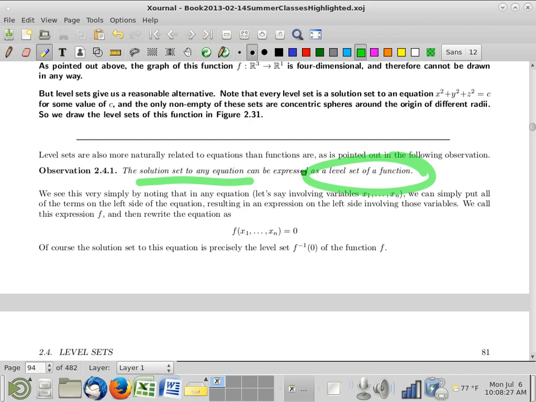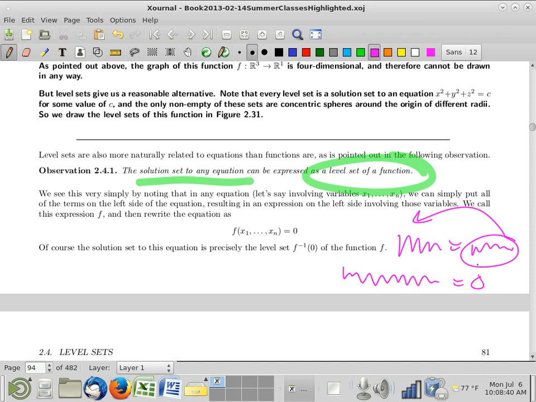I've made this observation before: if you have an equation, stuff equals stuff, you can take that stuff, move it over to the other side, and you get stuff equals 0. So that is a level set of that function. You can always do this because that's how equations work. Whatever you have on the right, you can move it over to the left with the minus sign, and you end up with stuff equals a constant.